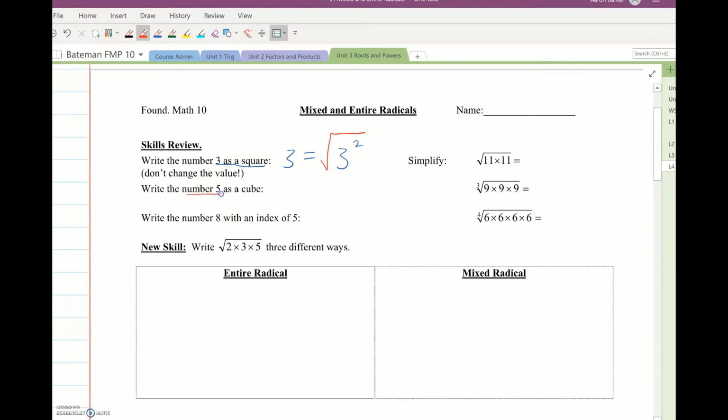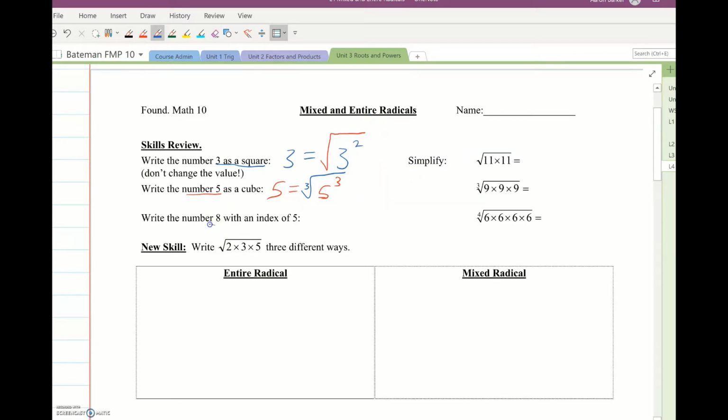What about the number 5? How would I write that as a cube? Well, I'd take the number 5 and I would cube it, but how would I cancel out the cube? Well, I would simply have to cube root it. I would have to do the opposite. You'll notice how the roof covers the top of the entire inside radical. Very important. Don't leave your radical uncovered.